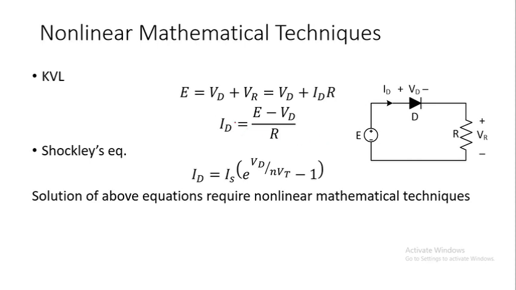And to find ID, you also have Shockley's equation, which defines the characteristic of this diode. Shockley's equation says ID is equal to Is e power Vd over nVt minus 1. Now we have two equations and two unknowns. Those two unknowns are Vd and ID. So you can find the solution with this set of equations, but the solution of the above equations requires nonlinear mathematical techniques.